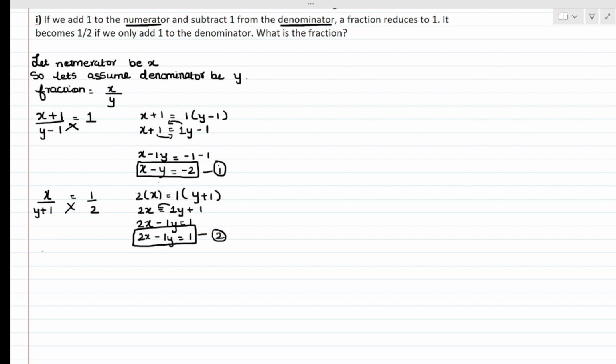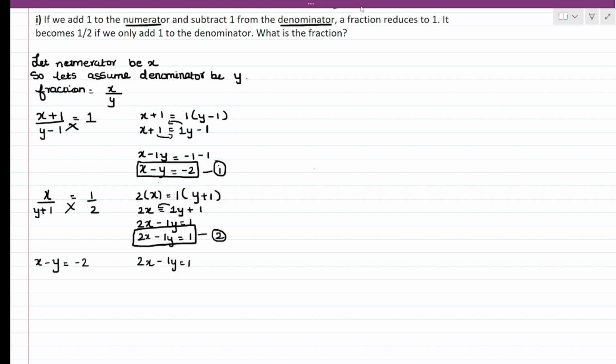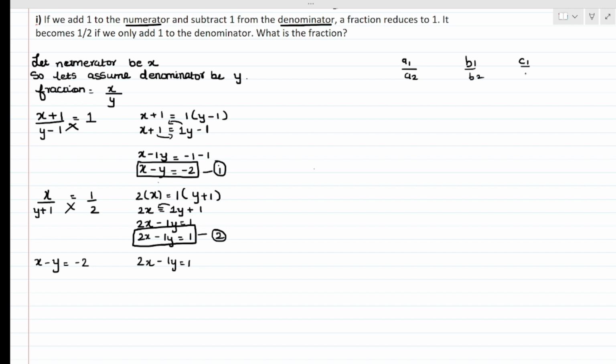How can I do so? For substitution, first of all, check whether it is going to give a unique solution or not. So a1 upon a2. First of all, write your equation: x minus y equals minus 2 and 2x minus 1y equals 1. Let me check on the side whether you can solve it or not. b1 upon b2 and last is c1 upon c2.